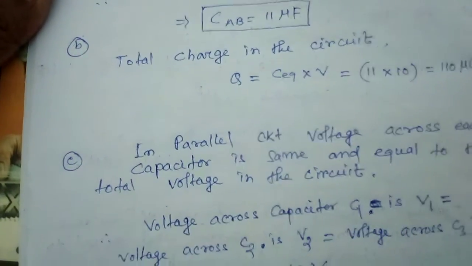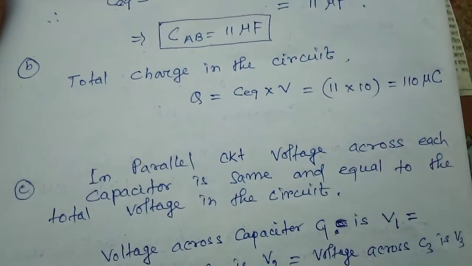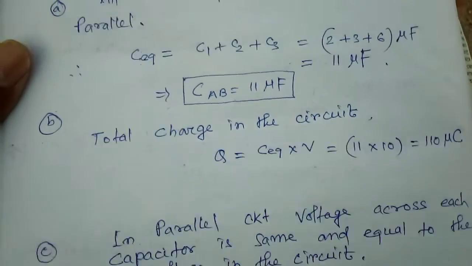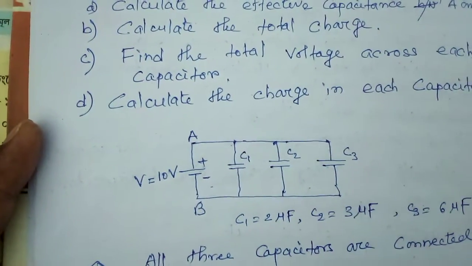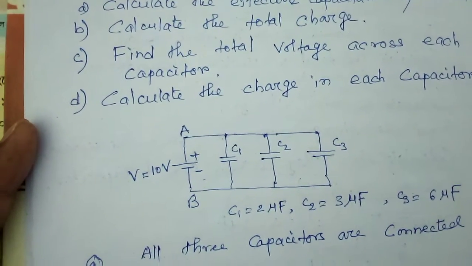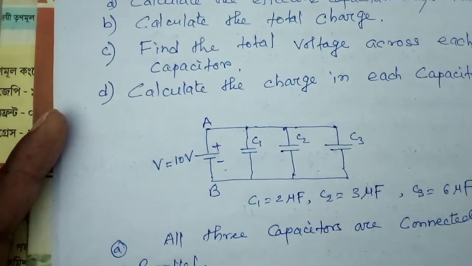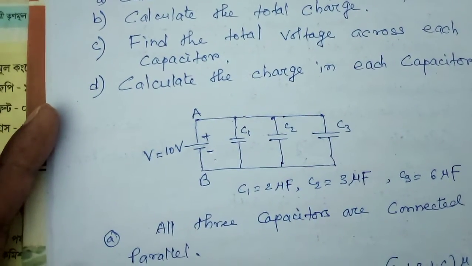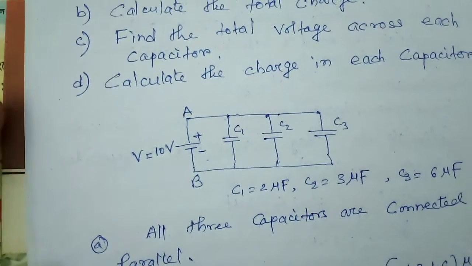But we know that in a parallel circuit, voltage across each capacitor is the same and equal to the total voltage in the circuit. That is, voltage across capacitor C1 equals voltage across capacitor C2. This is equal to voltage across capacitor C3, and this is also equal to the supply voltage. That is, V equals V1 equals V2 equals V3, where V1, V2, V3 are the potential drops across capacitors C1, C2 and C3 respectively.